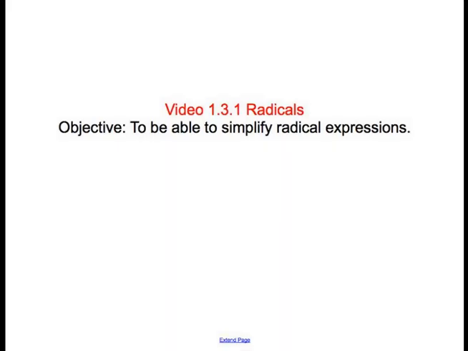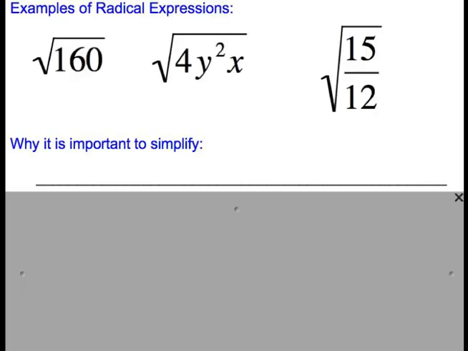This is video 1.3.1, radicals, and the goal is to be able to simplify radical expressions. So first of all, let's take a look at what a radical expression is. These three are radical expressions.